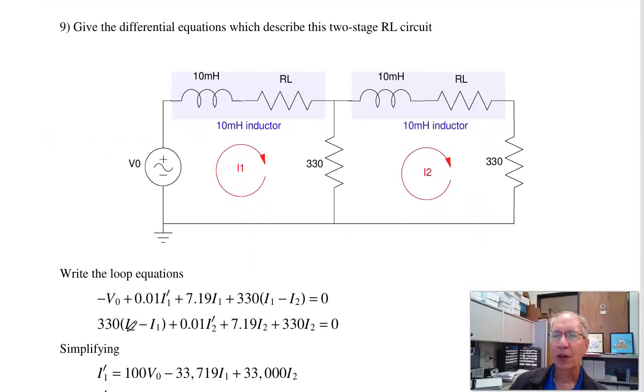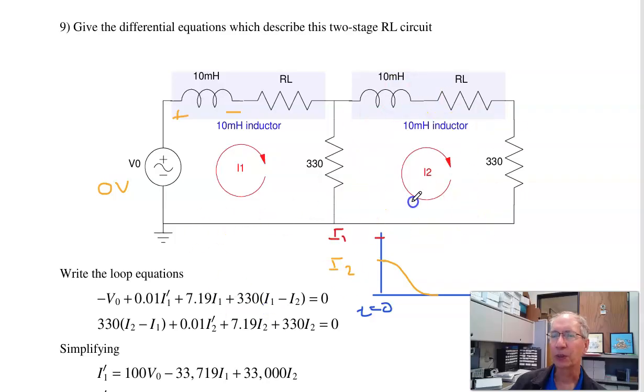If I want to find out what the currents are versus time, I know I1 at t equals 0 and I2 at t equals 0. To find the currents for t greater than 0, I need the differential equations that describe the circuit. So I'll say when V0 is 0 volts, when it turns off, what is this loop current? So I get minus 0 plus this voltage, that's L di/dt, 0.01 I1 prime, plus 7.19 I1 plus 330 (I1 minus I2) equals 0.